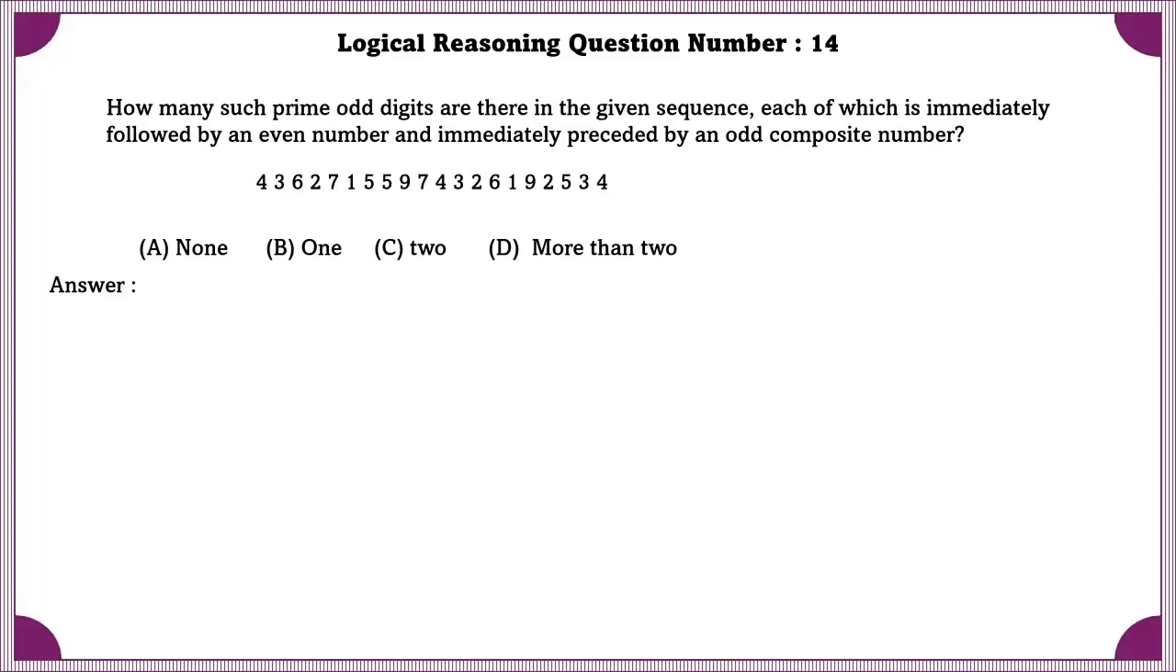Logical reasoning question number 14. How many such prime odd numbers are there in the given sequence, each of which is immediately followed by an even number and immediately preceded by an odd composite number? Here 4 is an even number and 3 is an odd composite number and the number before that is 7.